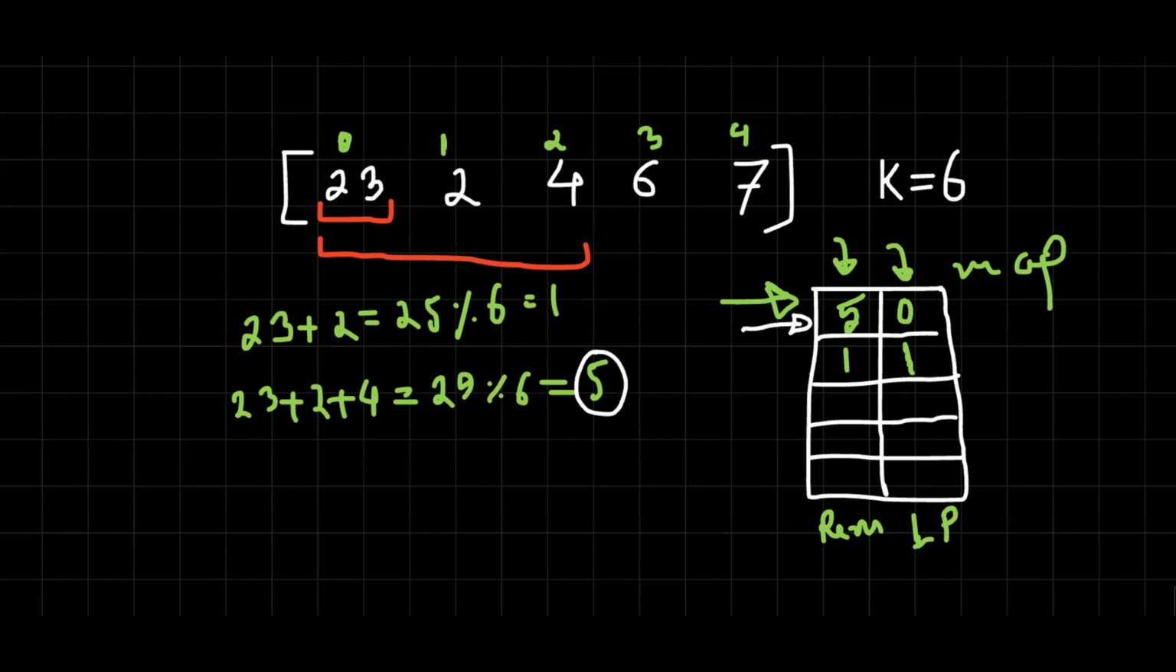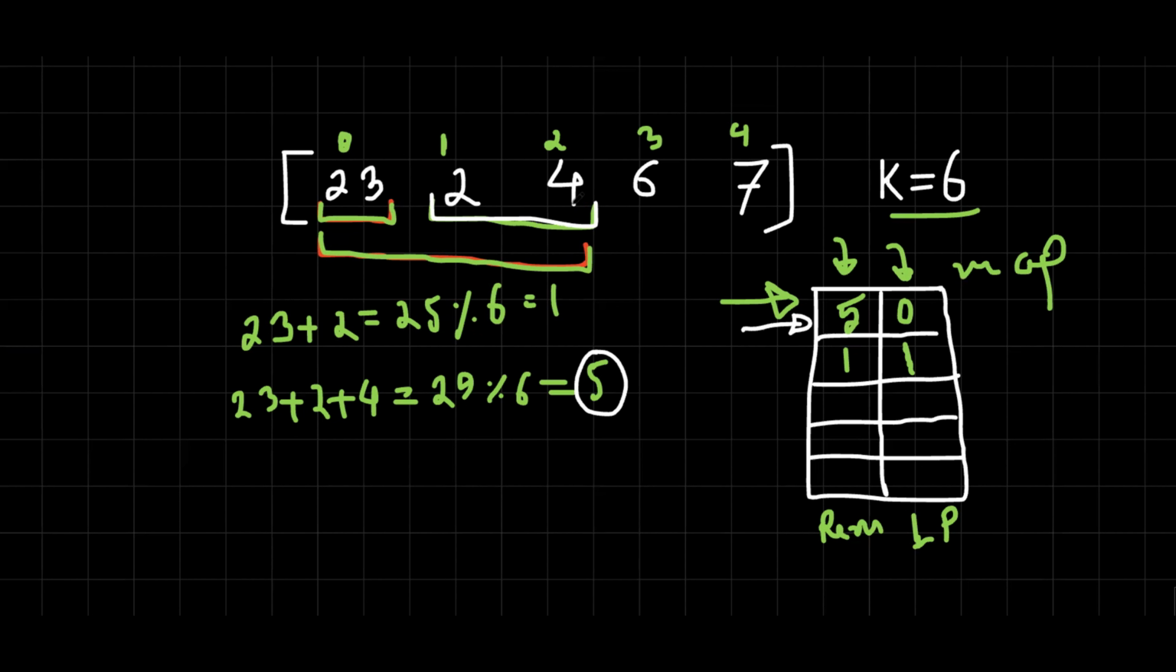That means the elements in between, which are 2 and 4, their summation is a multiple of k. This is basic mathematics. That means, I repeat again, this subarray has the remainder 5, and this subarray also has the remainder 5. In this case, the rest of the elements here should definitely be a multiple of k. So this is the basic intuition.